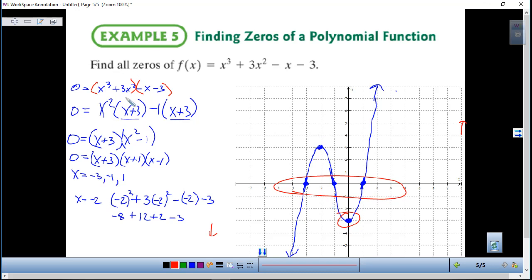Now, you've got to show me this information and how you found it. You can't just draw the graph and say, oh, well, I just knew. No, you didn't just know. Sorry. You're not that person.